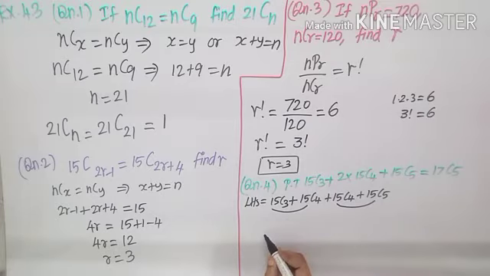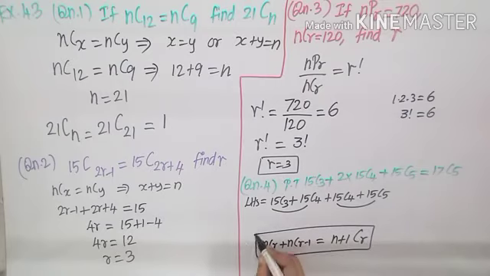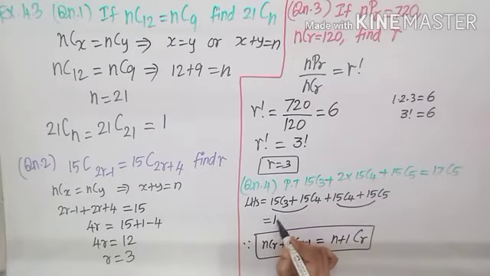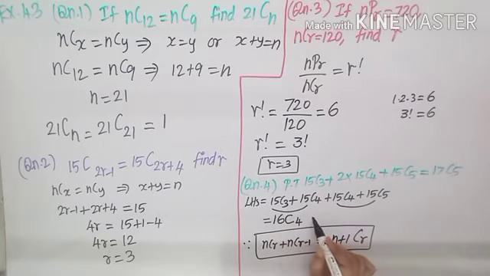What is the formula we remember? NCR plus NCR minus 1 equals N plus 1 CR. Using the formula, 15C3, 15C4. See what happens. 1 is 3, 1 is 4. My answer will be the bigger number 4. N will become N plus 1. So 15 will now become 16. See, 3 and 4 consecutive numbers, bigger number will come.